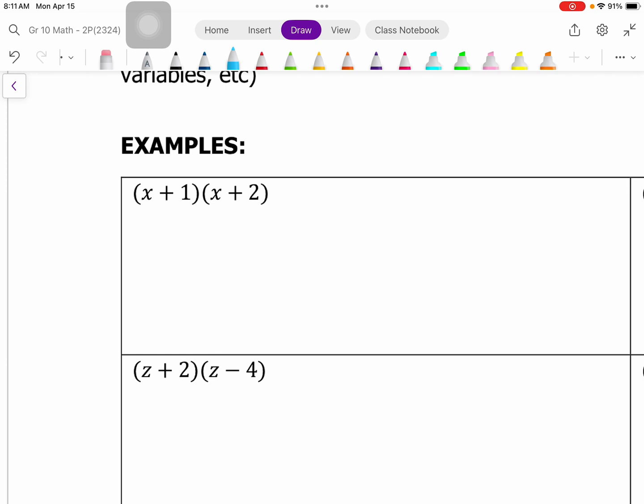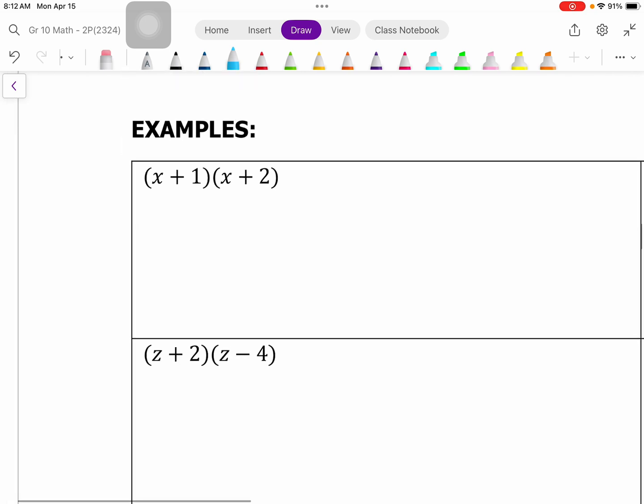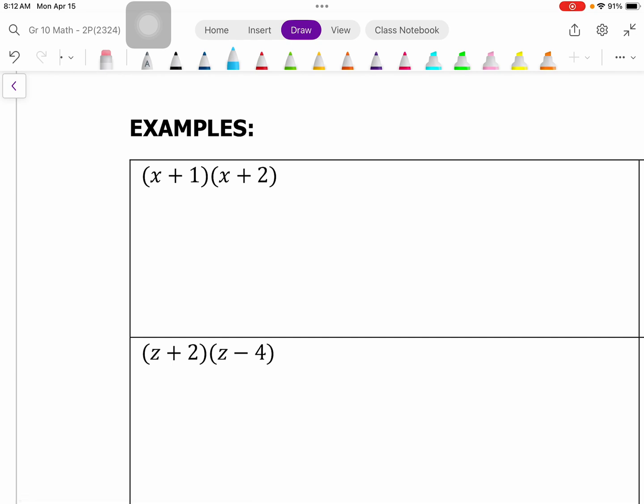So I have x plus 1 times x plus 2. So I'm taking my first term and multiplying it by the first term in my second bracket. So x times x is equal to x squared. Then I'm taking my first term and I'm multiplying by the second term. X times 2 is 2x. And because they're both positives, I'm going to be adding. So anytime I have two positives or two negatives being multiplied, I'm going to be adding.